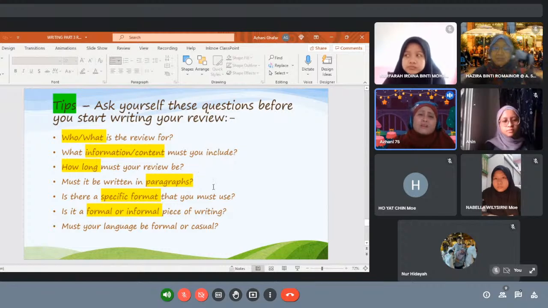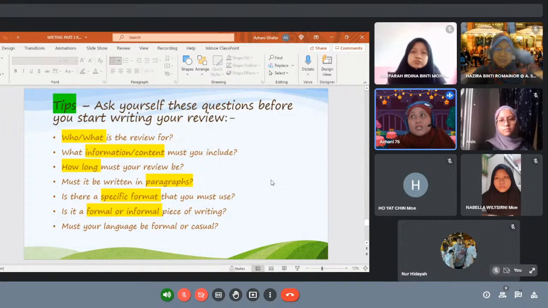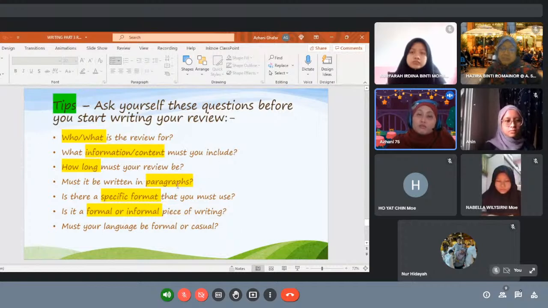Must it be written in paragraphs? Of course. Is there a specific format that you must use? Do you have a format for this? Is it a report? Is it a formal letter? Is it something more casual than that? Think about that. Is it a formal or informal piece of writing? Something like the above point. Must your language be formal or casual? So read and reread the question to understand the requirements.